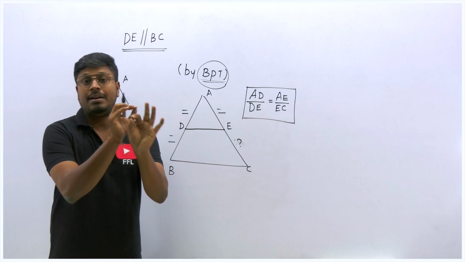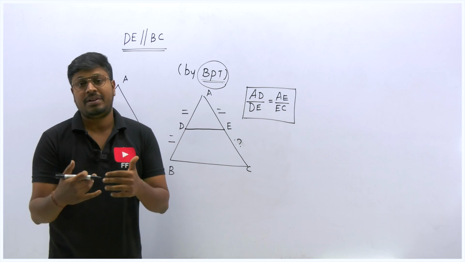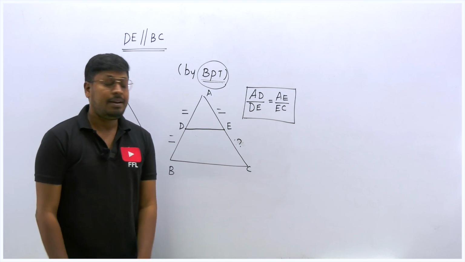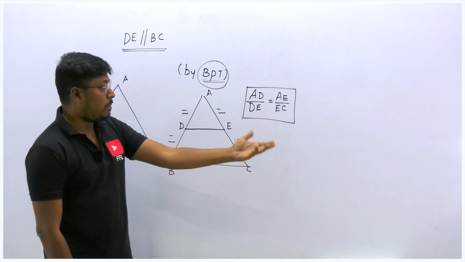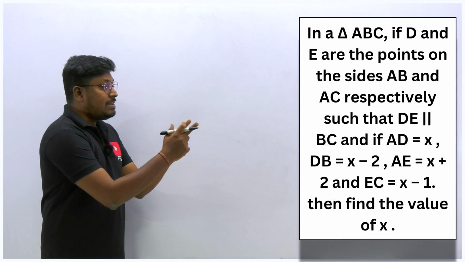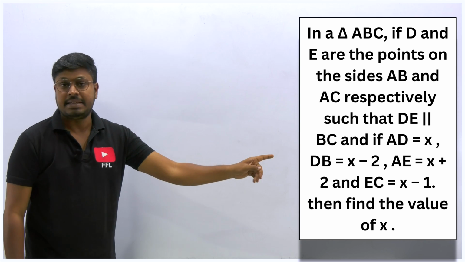That's it. Whenever a line is drawn parallel to one side of a triangle, then definitely we will use the BPT theorem to solve the question. Right. Now let me move on to some competitive exam questions based on the BPT theorem. So here is the first question, and this question was already asked in the railway exam, right?